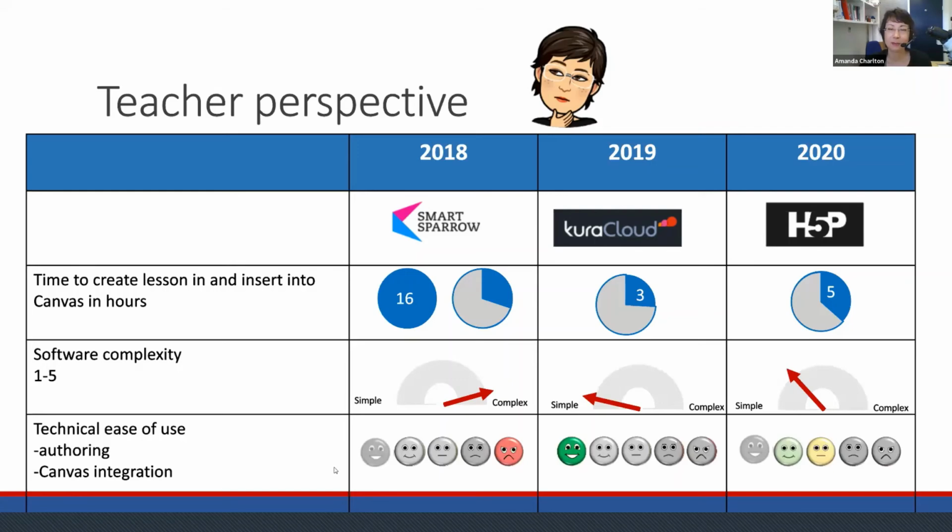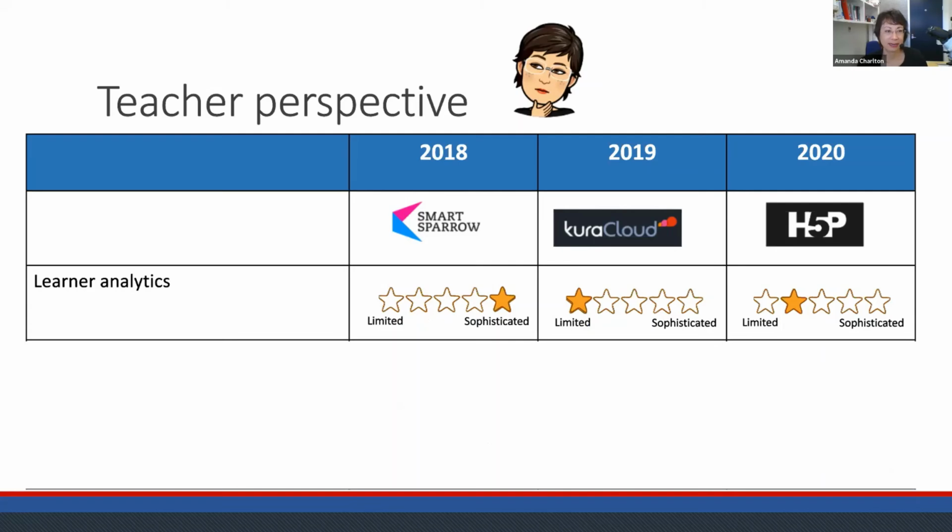And how easy was it for me to use both authoring and Canvas integration? So Smart Sparrow was hard, and Kura Cloud was easy, and H5P was on the easy side as well. Learner analytics. So we're still on the teacher perspective here.